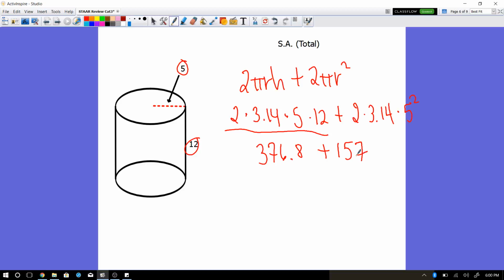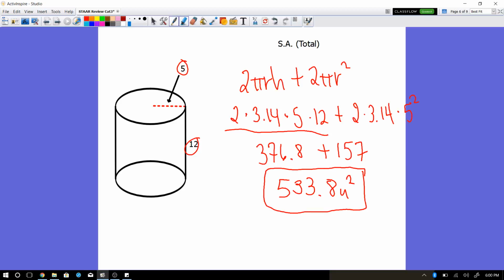Okay, so when we add those up, plus 376.8, 533.8, 533 and 8/10. And we found surface area. So that's going to be units. You say it. Squared. You were like, to the second power squared. So yeah, that's what I meant to say.